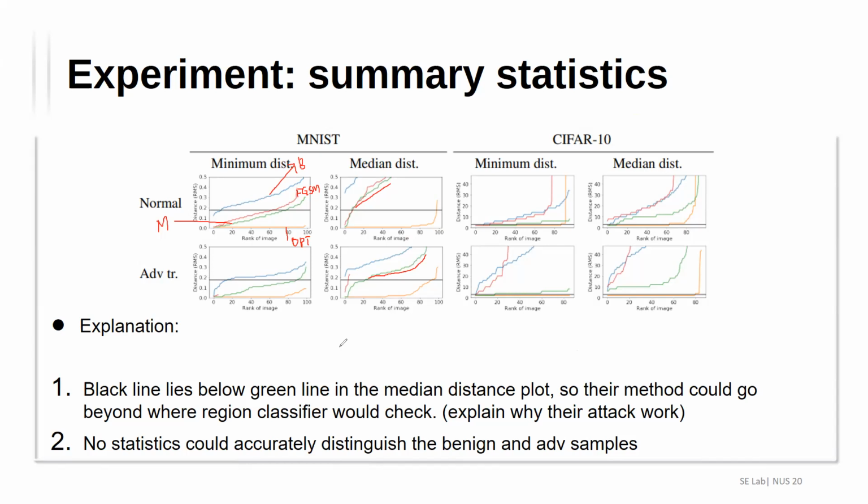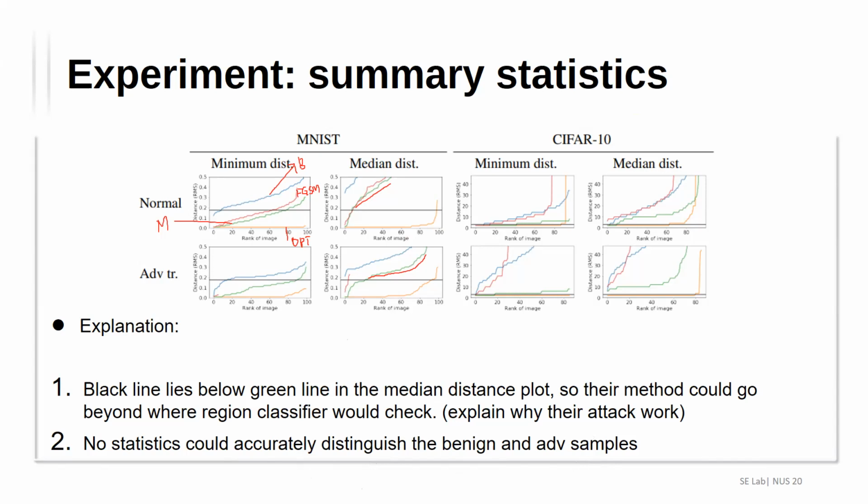But how about FGSM? If FGSM is above the black line, then FGSM can work as well. The first point is just an explanation on why their attack can work. The second point is that they didn't find a statistic or a threshold that can accurately distinguish the benign and adversarial samples.